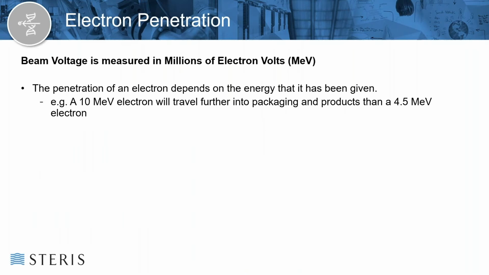So our beam voltage, as mentioned, is measured in millions of electron volts, or MeVs. Penetration of electrons depends upon the energy that the electrons have when they hit the product. Generally, we're operating our contract facilities at 10 MeV. And 10 MeV really is the borderline at which we would need to be concerned about potential impacts to some small amount of materials becoming radioactive, particularly metals.